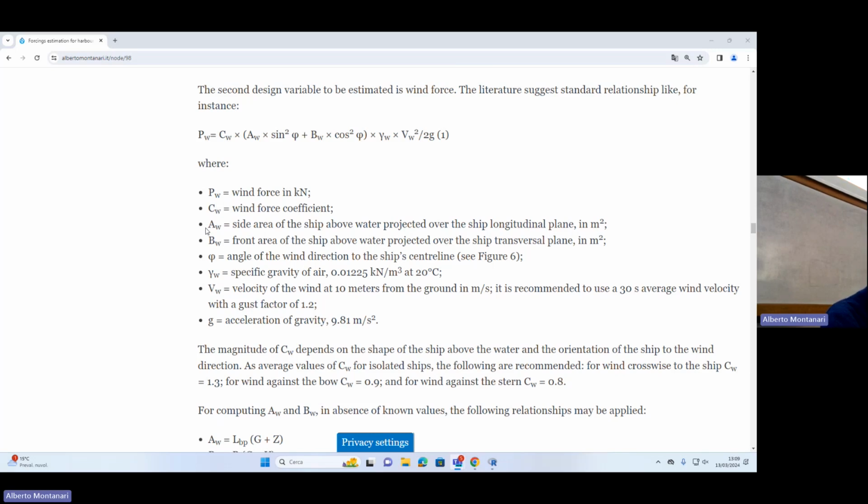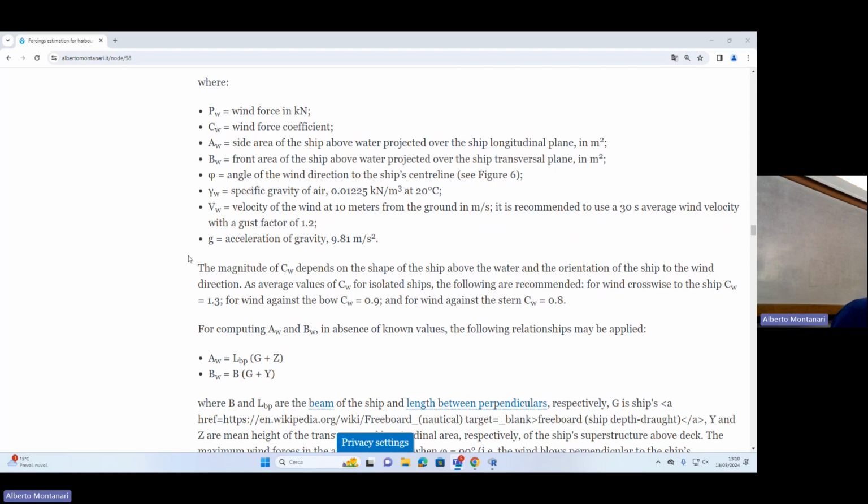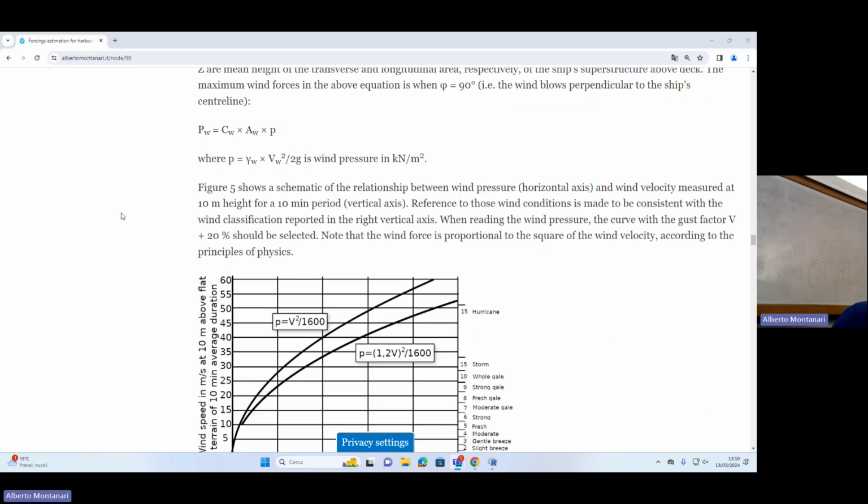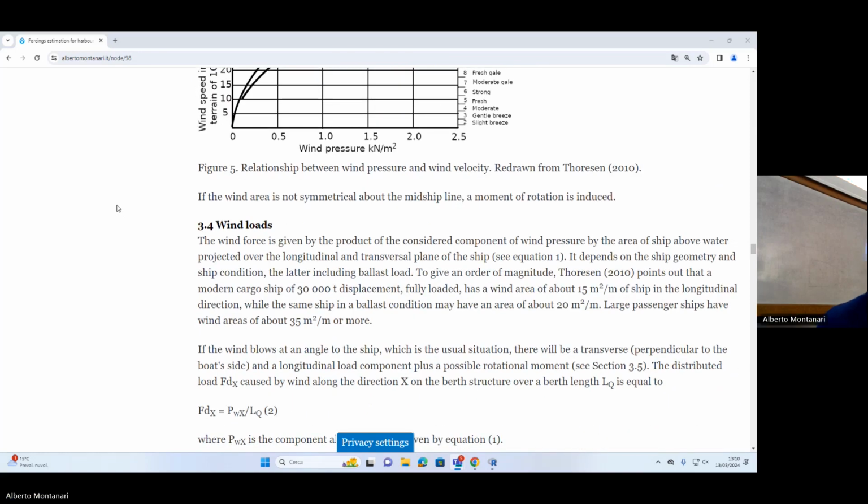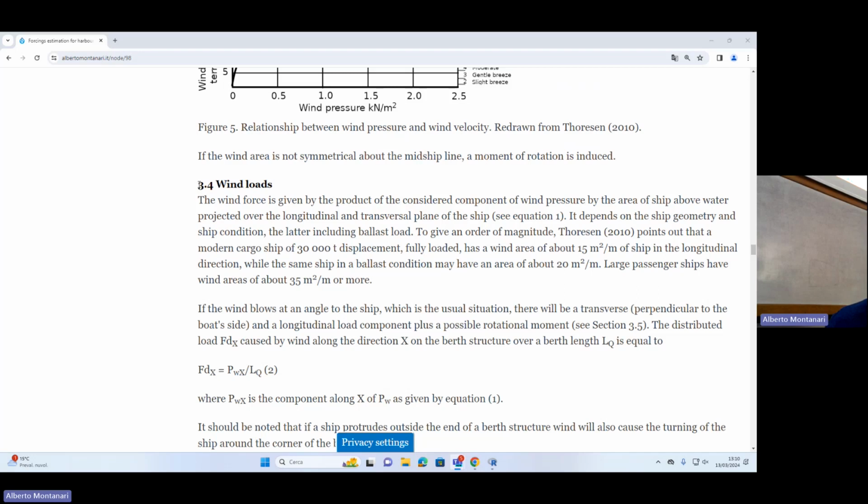On the other hand, there is a multiplier, CW, which is the wind force coefficient, which makes the overall formulation empirical. Of course, this is a force exerted by wind over the ship, and it can be directed in any direction. It can tend to push the ship against the berth, or it can tend to bring the ship outward, seaward. Of course, we have to evaluate the direction of the wind and the resulting forcing in terms of actions over the bollards. So this is why here you see a paragraph on the computation of the wind loads.